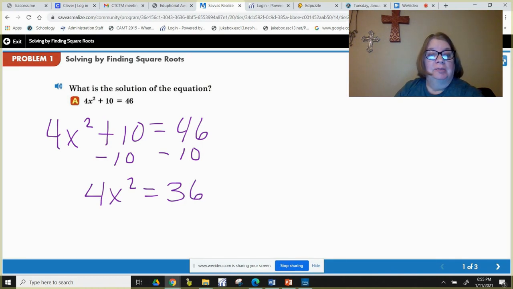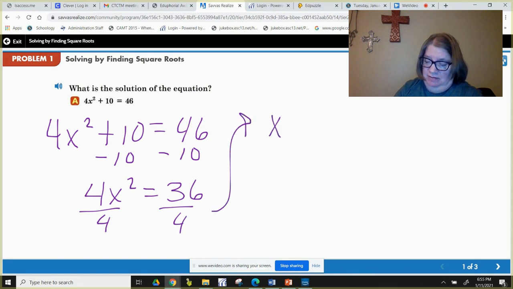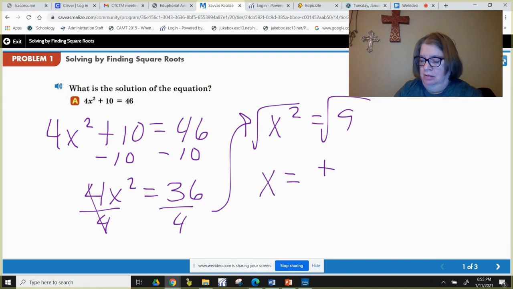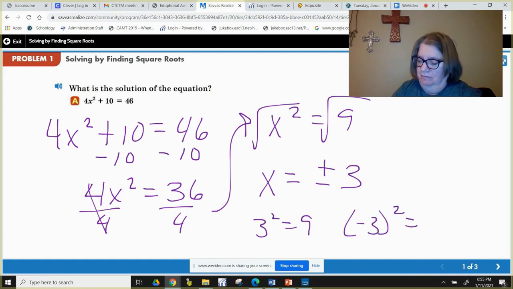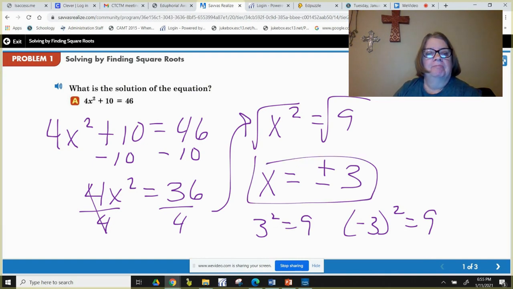What would I do next to get the x squared by itself? Divide by 4. Then you have x squared equals 9 because these cancel out. And then we would solve that by taking the square root of both sides. So x could be plus or minus 3 because 3 squared is 9 and negative 3 squared is also 9. That's why we have the plus or minus. We could just isolate the x squared because there's an x squared term, but there's no x term.